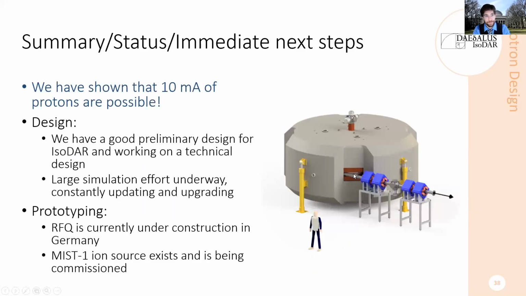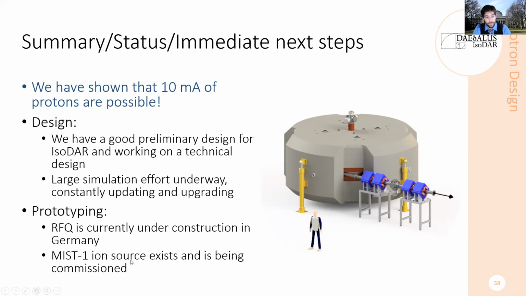All right, so in summary, I think with our design and simulations, we have shown that 10 milliamperes of protons are possible from a compact isochronous cyclotron. We have a pretty good preliminary design for ISODAR, and we're working on a more involved technical design now. A large simulation effort is underway, which we're constantly updating and upgrading. And one of these upgrades, which I'm going to talk about on the last few slides, is trying to use machine learning.